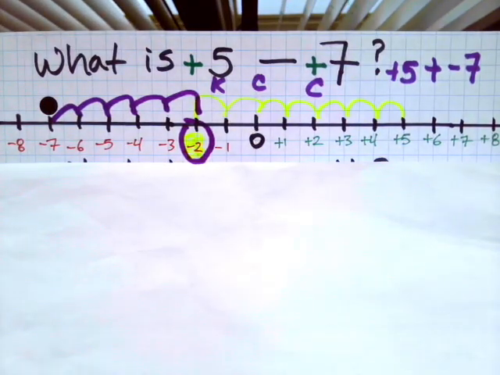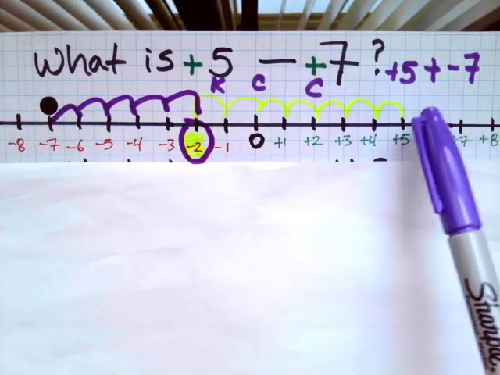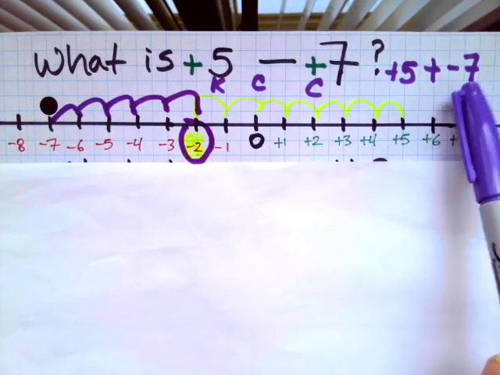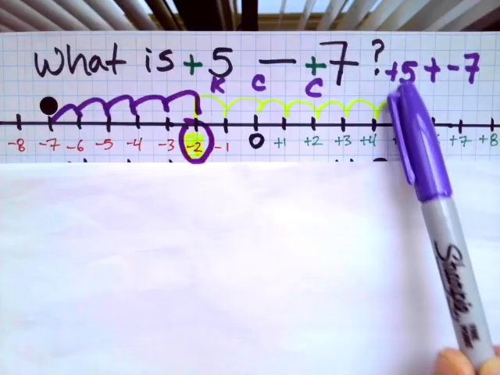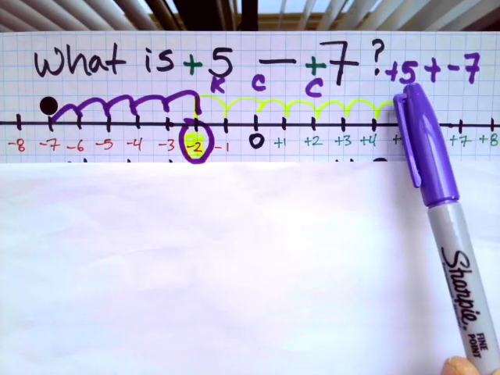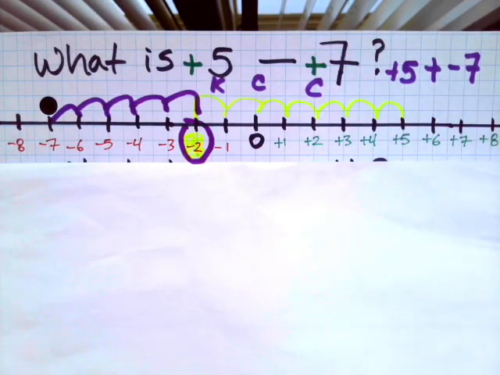Another thing I like to do is use money. Money, money, money. Right? Everyone understands money. Hey, you owe me $7. You're only able to pay me back a positive $5. How much do you still owe me? Hey, you still owe me that $2.